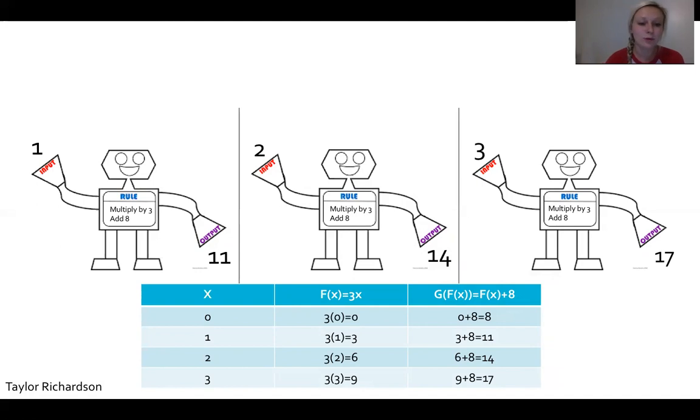This rule follows exactly the same for the next two problems. We put 2 in, multiply by 3, and add 8, and you get 14. And as well, you put 3 in, multiply by 3, get 9, and then you add 8 and get 17. And you can see that represented right here in this handy dandy little table at the bottom for you too.